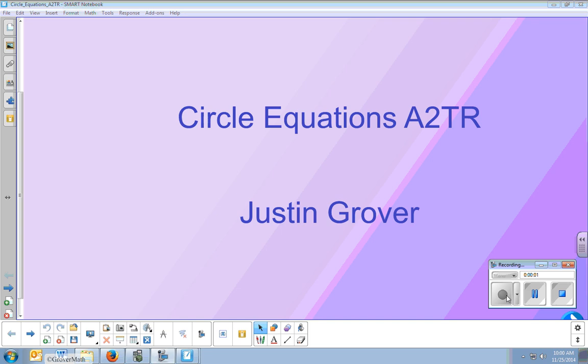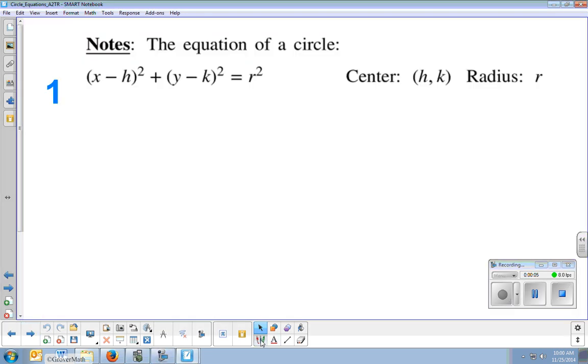Algebra 2 trigonometry regions, circle equations. Now, circle equations were actually something you studied last year in geometry, and they do kind of fit better in geometry than they do here, but it's in the curriculum, so that's what we're going to do.